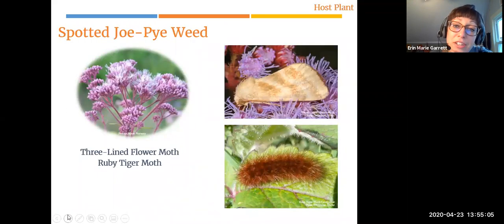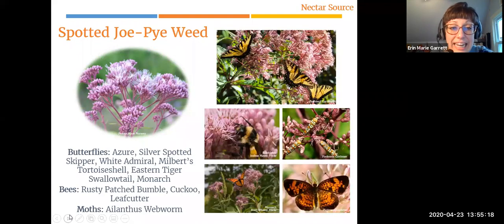Okay, spotted Joe-Pye weed is going to be a host plant for the three-lined flower moth caterpillar and the ruby tiger moth caterpillar, which is related to our woolly bear. And then it is heavily preferred by butterflies. Okay, so many, many different butterflies. Our endangered rusty patched bumblebee has been seen visiting Joe-Pye weed.